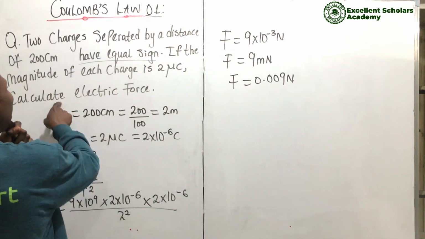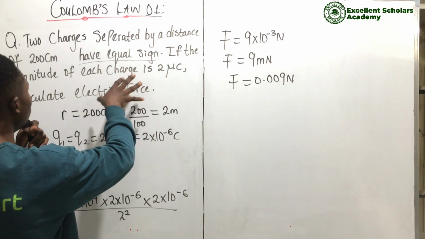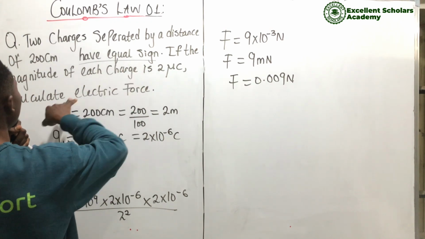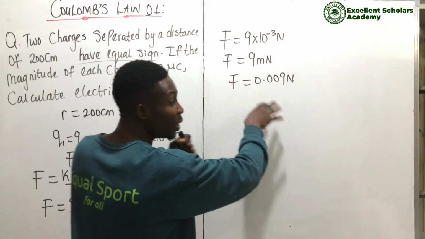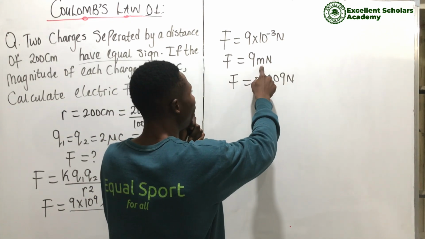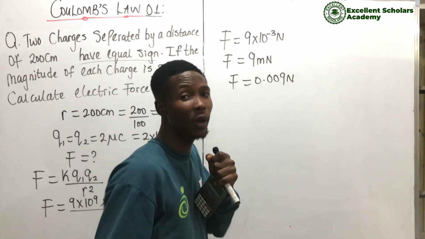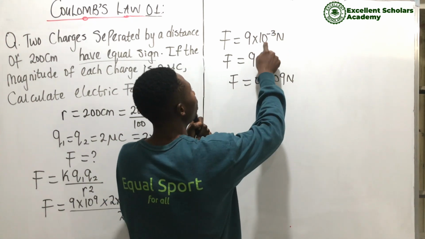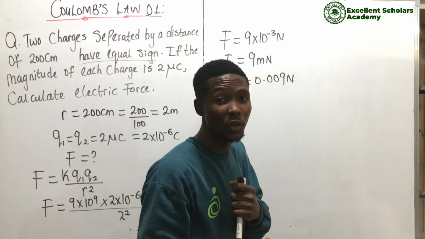So the electric force between the two charges is actually 0.009 newton, or 9 millinewton, or 9 times 10 to the power of minus 3, because 10 to the power of minus 3 is milli, which is a submultiple.